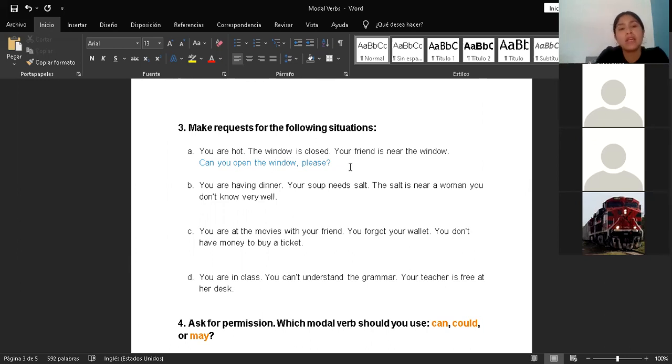Letter C, you are at the movies with your friend. You forgot your wallet. You don't have money to buy a ticket, but you are with a friend. So what would you ask your friend? Letter D, you are in class. You can't understand grammar. Your teacher is free at her desk. So how would you ask, or what would you ask? I'll give you a few minutes for you to make a request for this exercise, and then we're gonna check and share your answers, okay?